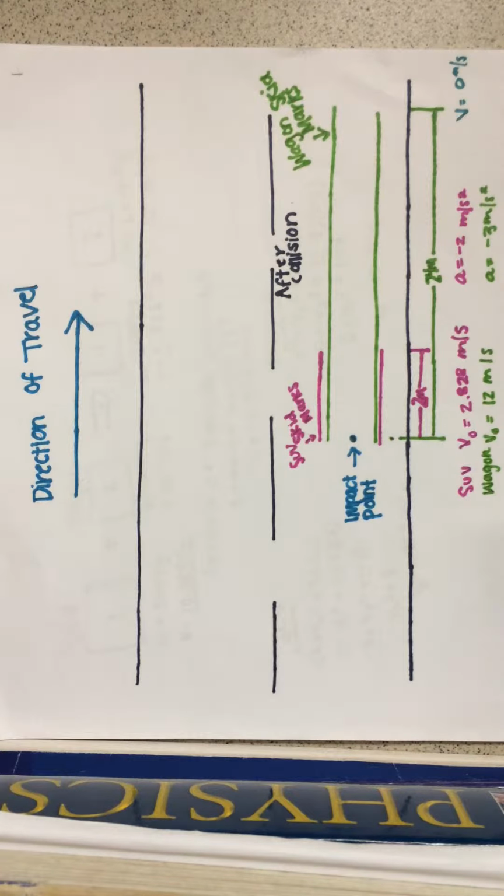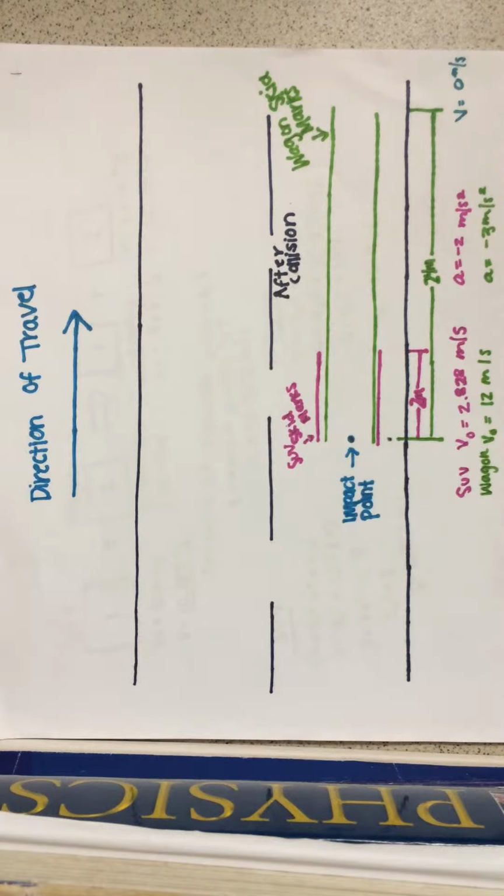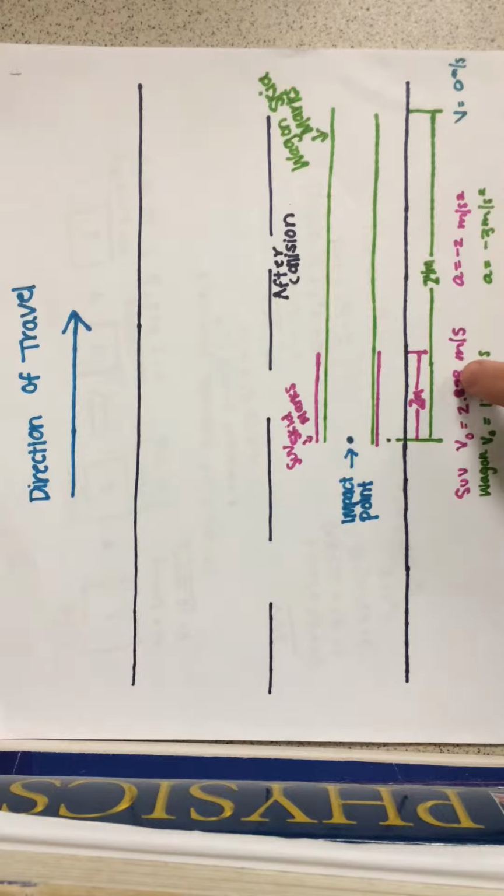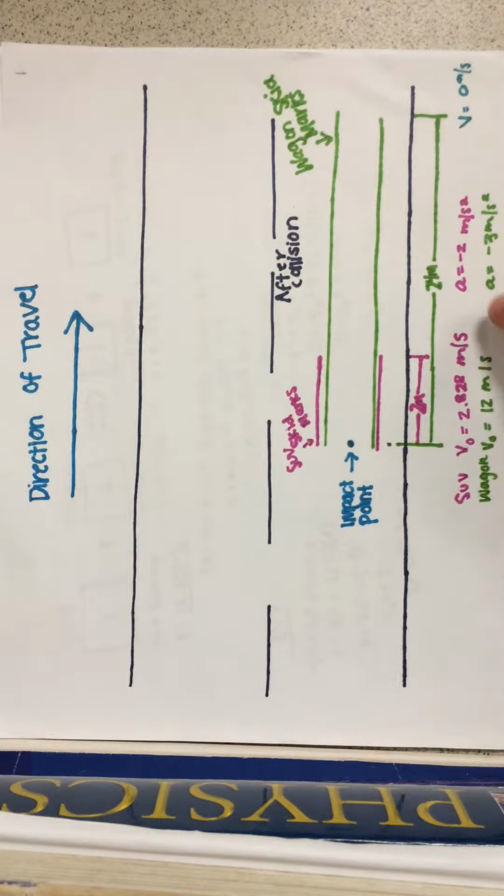The diagram shows the situation that occurred. The wagon was stopped here. The SUV came from behind, hit the wagon, and skidded 2 meters, traveling 2.828 meters per second at negative 2 meters per second for every second. From the impact, the wagon skidded 24 meters, traveling 12 meters per second at negative 3 meters per second for every second.